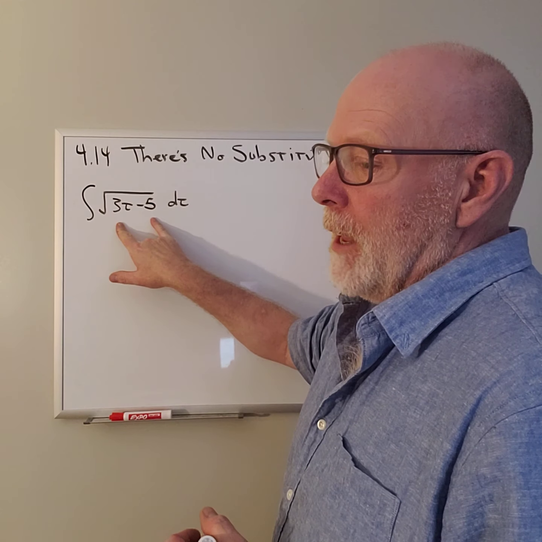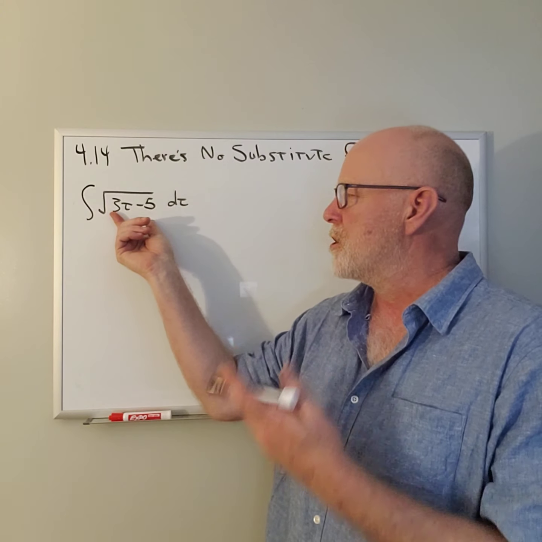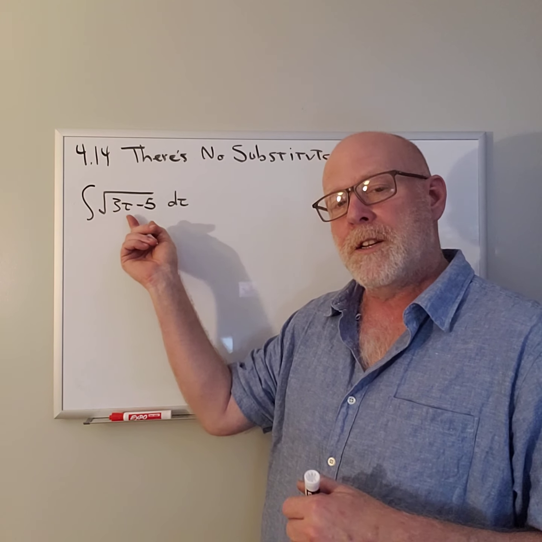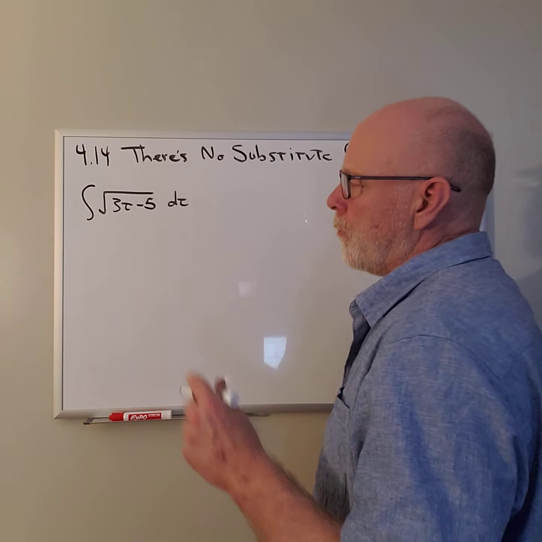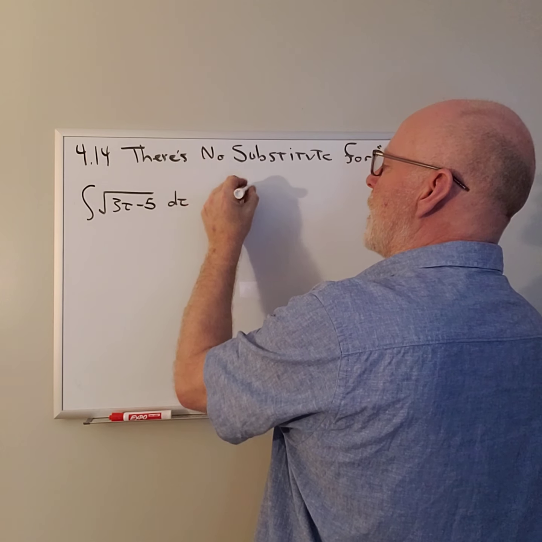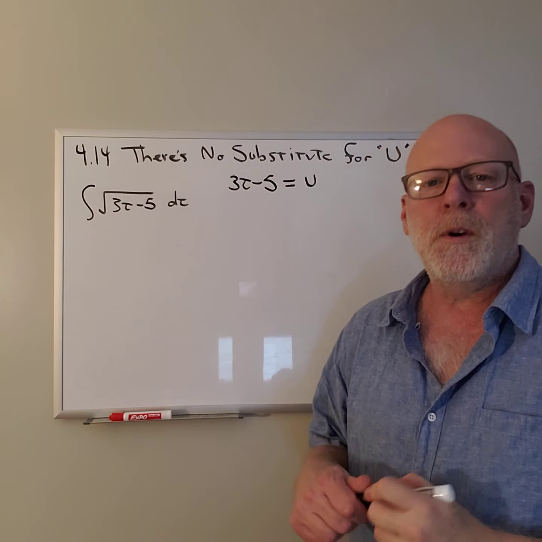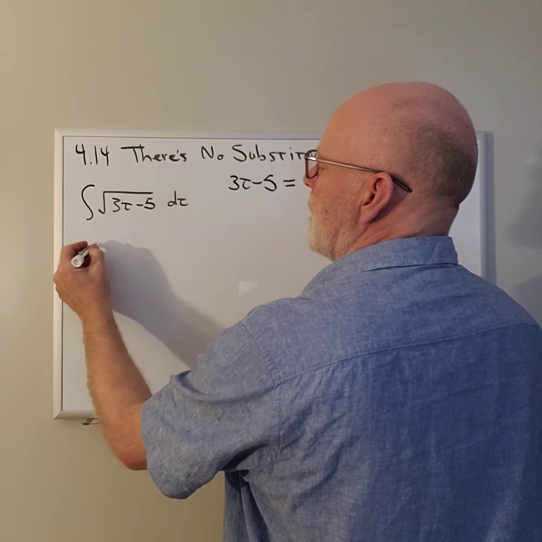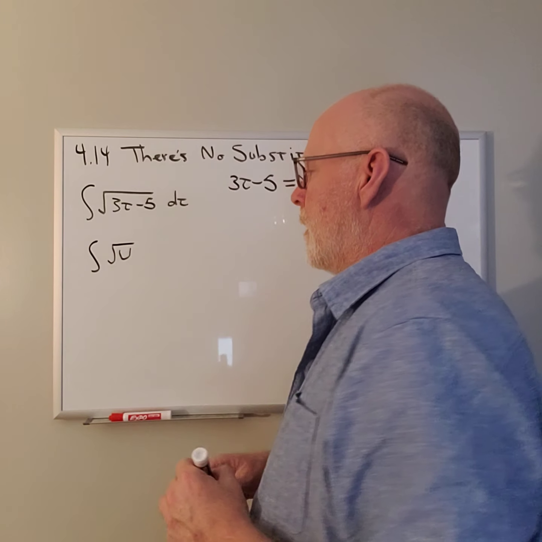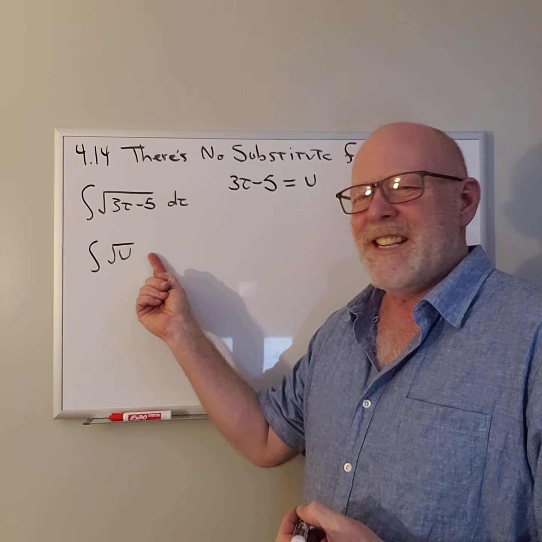What makes this something we can't deal with is the fact that we have something more complicated than a single letter in here. If this was just the square root of x, we could rewrite it as x to the 1/2 power, we'd be good to go. But we got something more complicated. And how we're going to deal with that is we're going to replace this with one thing. We're going to replace 3t minus 5 with u. We're going to let u represent that so that we can write this as the integral of the square root of u. That's u to the 1/2 power that we can deal with. But we can't do that dt, right?